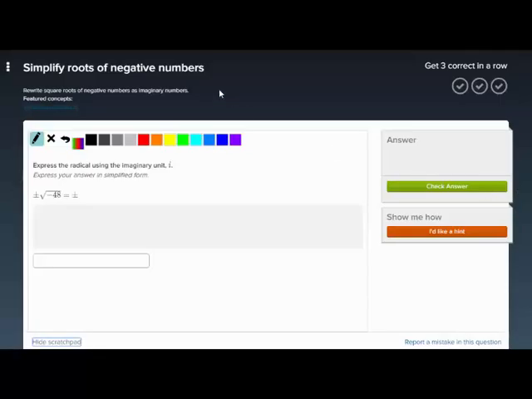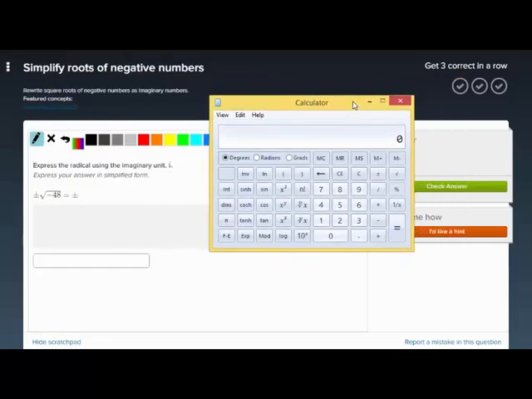Okay. Simplify roots of negative numbers. Now, I don't know if you've ever tried this, probably not. But if you have your calculator and let's say we want to evaluate the square root of negative 48, and we type in negative 48 and hit the square root button, it'll say invalid input, right? And that's because there's no number that when multiplied by itself equals negative 48.